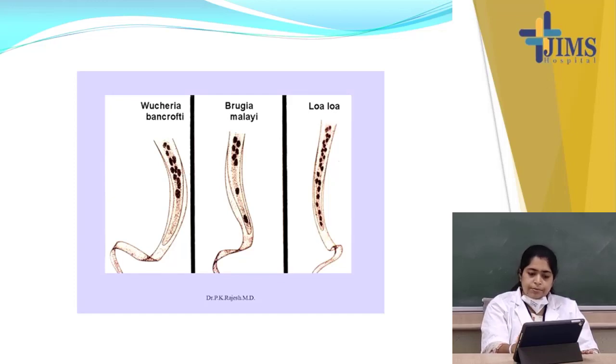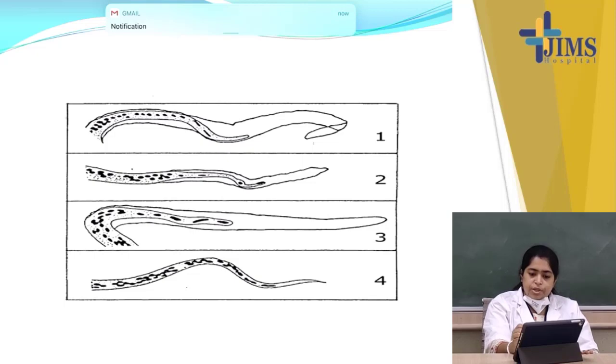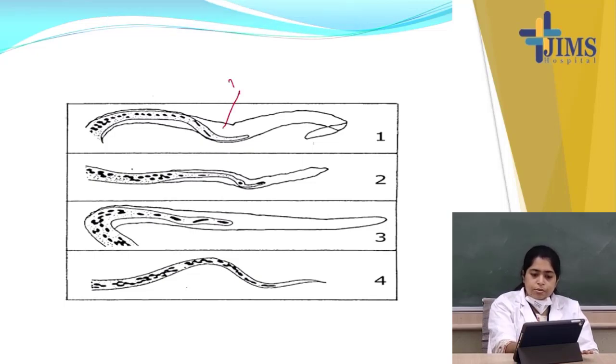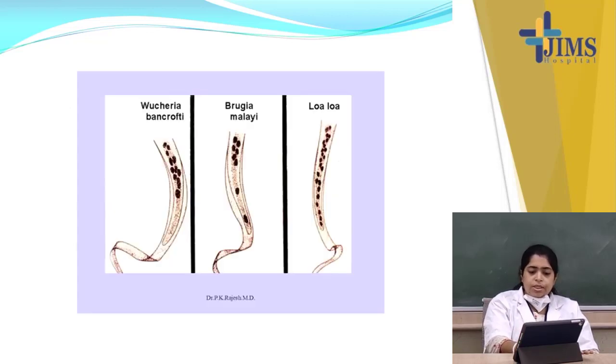You can see here the tail tip. Again the tail tip here. So what will it be? The first one will be Wuchereria bancrofti. Then the second one has terminal and subterminal nuclei, so this will be Brugia malayi. Now this one is sheathed, but nuclei extend to the tail tip. It is Loa loa. And here number 4 is not sheathed, and the tail tip is free from any nuclei, so it will be Onchocerca volvulus. So by looking at the tail tip we can easily differentiate these 4 parasites. I hope it is clear.